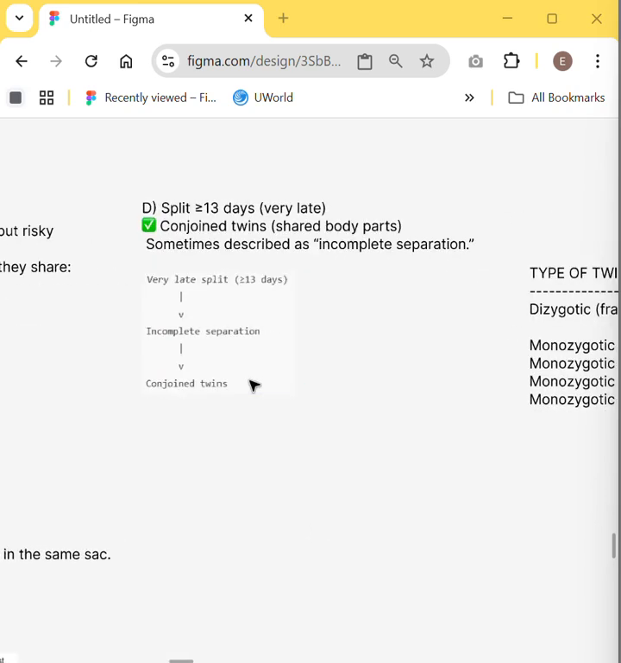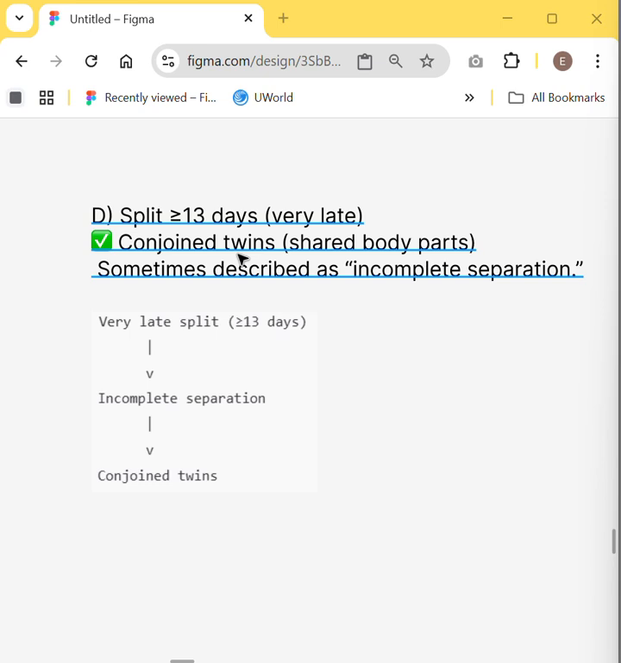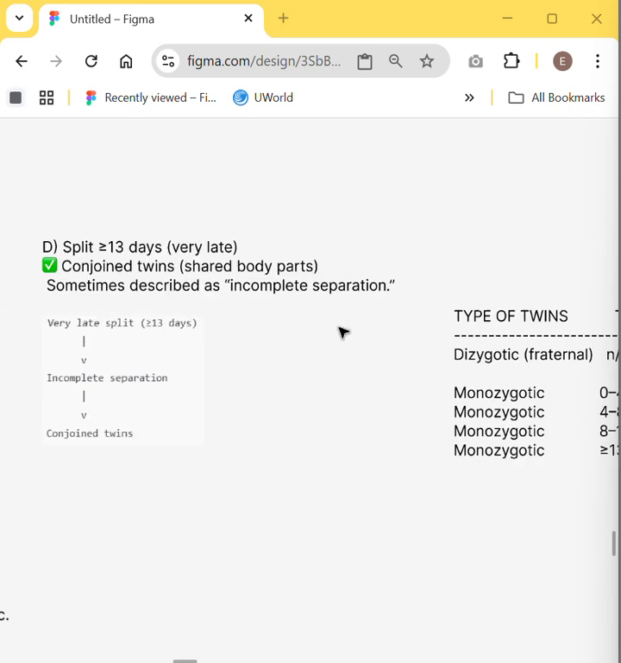After that, a split after 13 days is a very late split. You get conjoined twins. Basically, the twins share body parts, and this is sometimes described as incomplete separation.